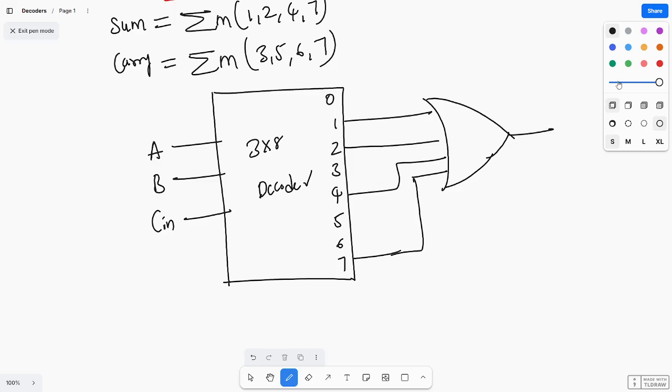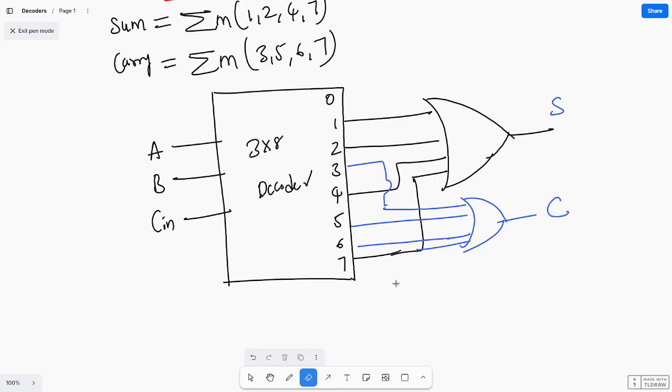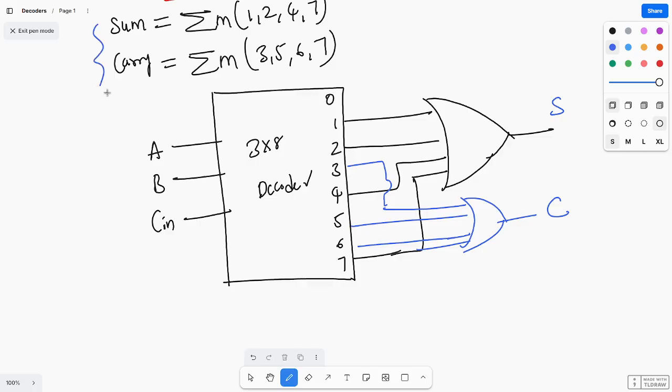Similarly, for sum and carry, this is for sum. And carry means what? 3 5 6 7. This is 7, connected with an OR gate, and you will get carry. Like this you can do. So you can design a full adder, and parallelly you can design the full subtractor also by using a decoder. So this is about the decoder.